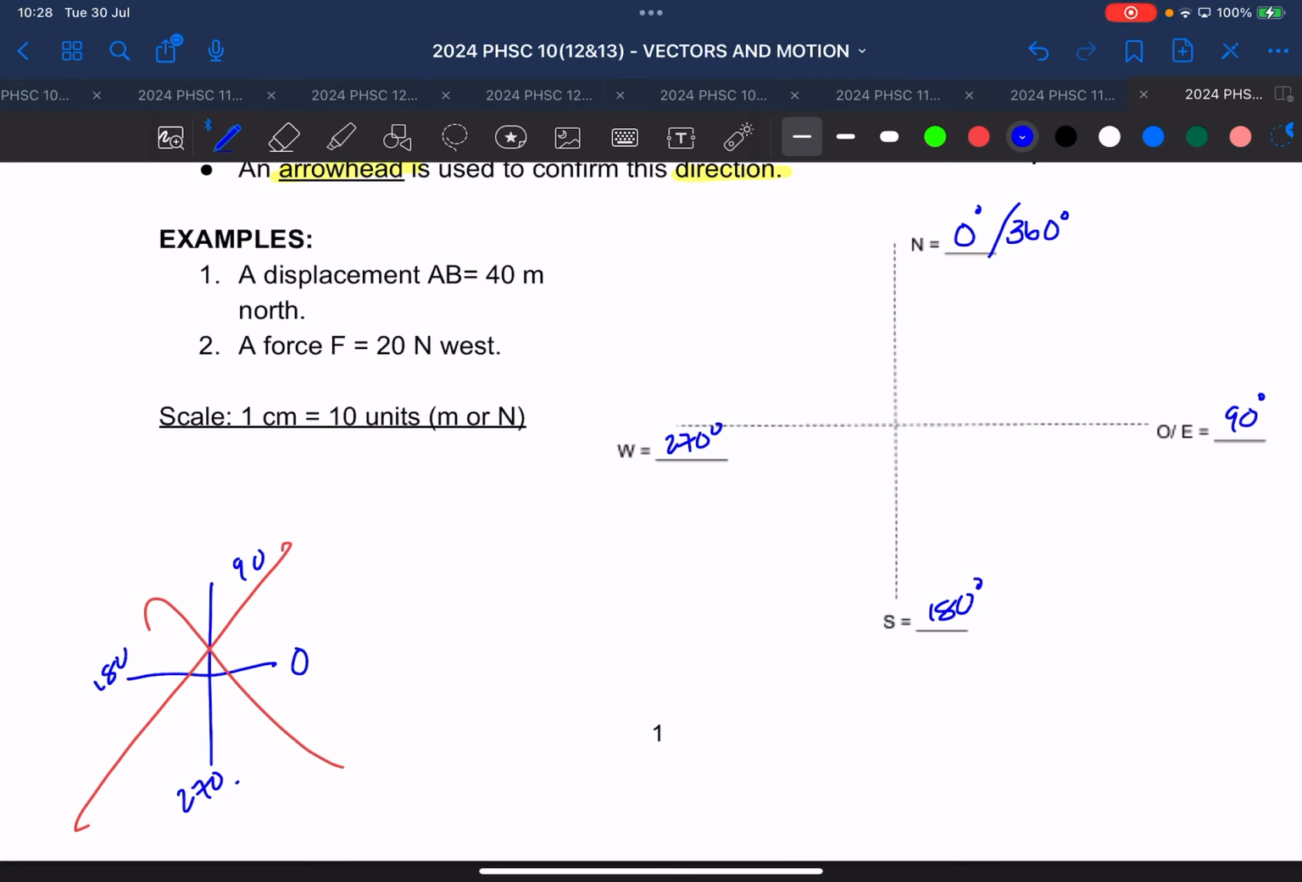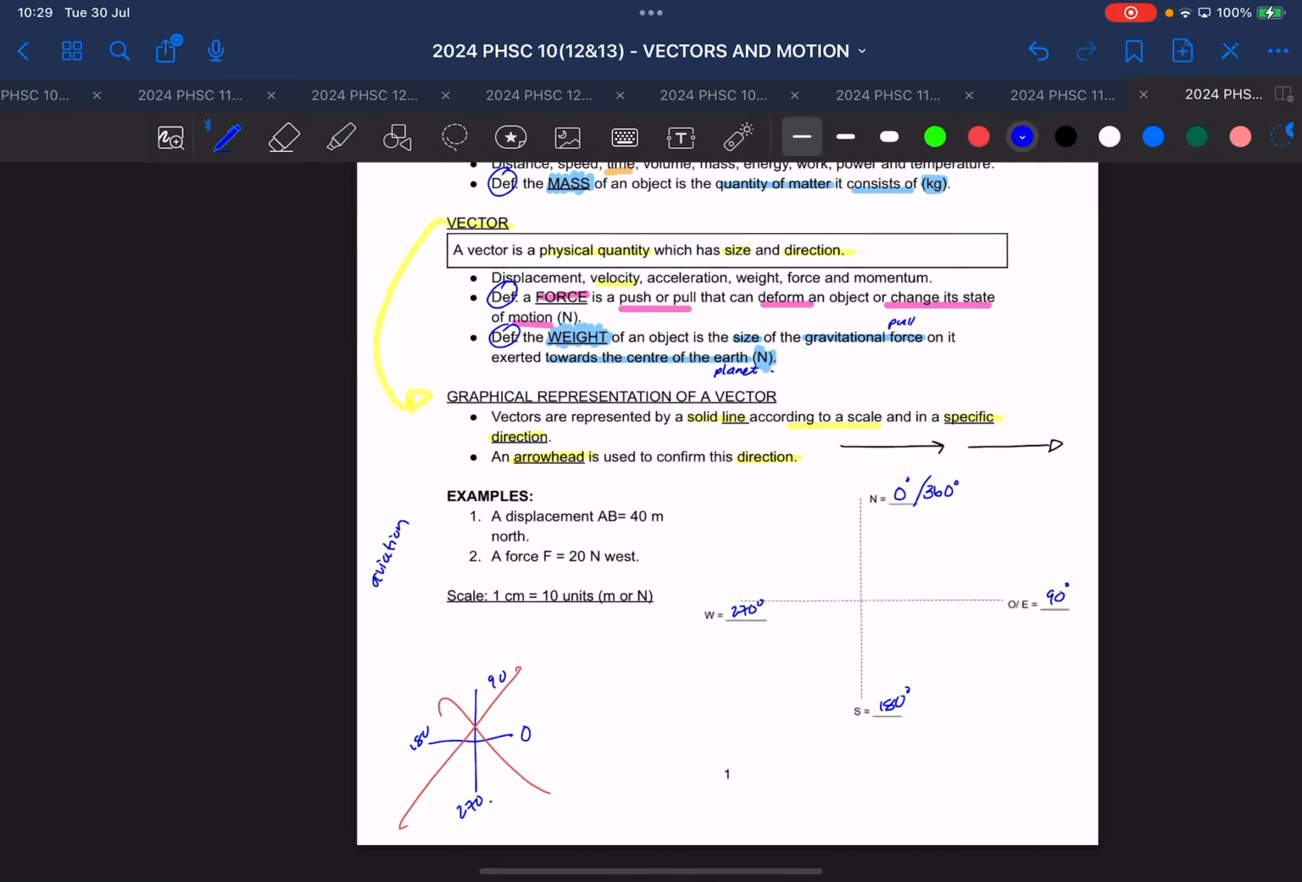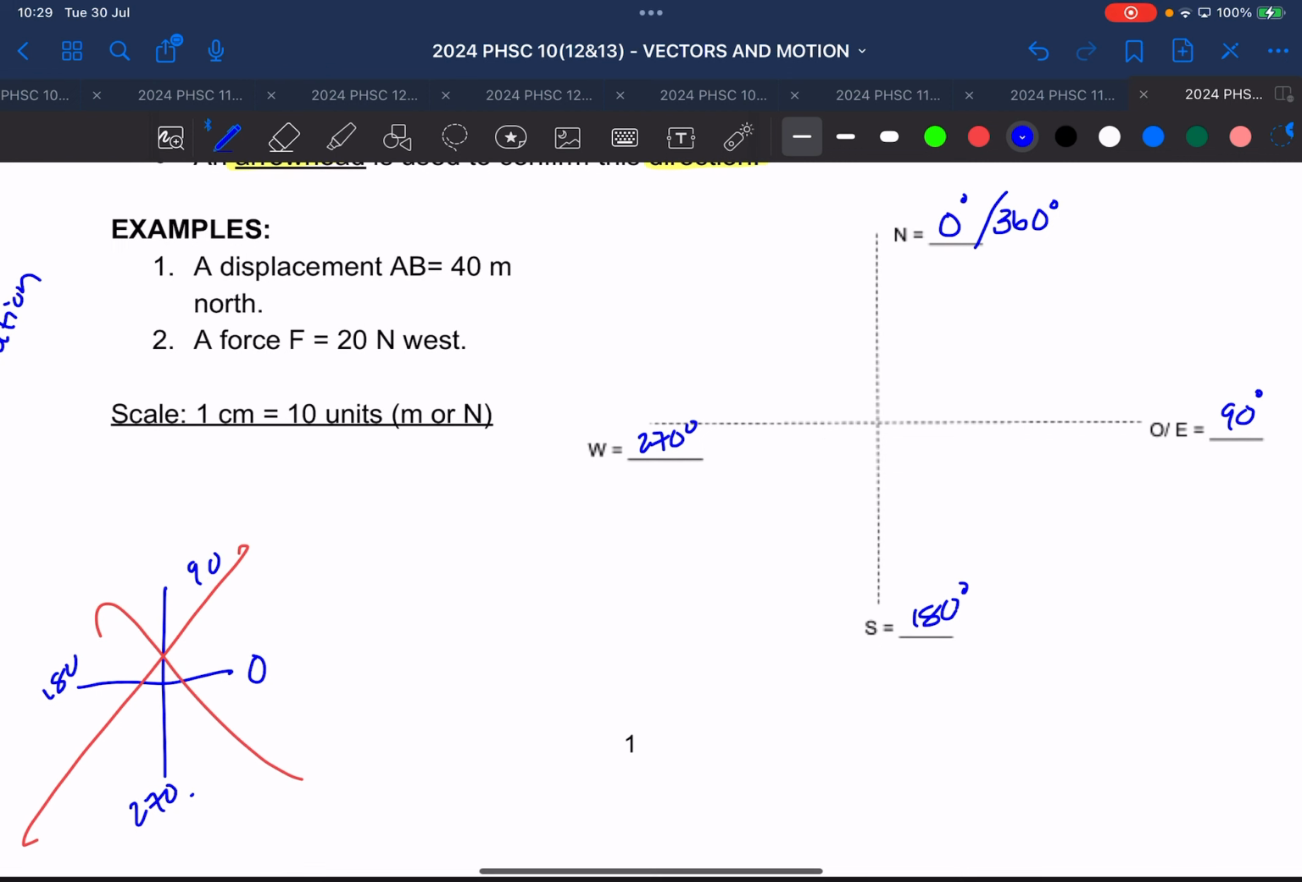Okay. Aviation. What does it say? An art of flying aircraft. Aircraft, so it has to do with airplanes. So this is what they use in airplanes.